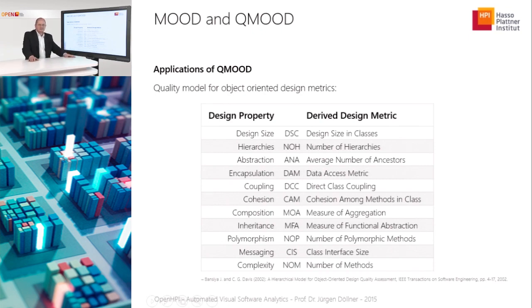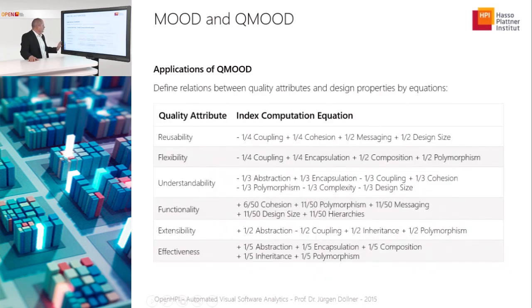Based on these particular derived design metrics, we can now go one step further to build really high-level metrics for quality, for general quality attributes of an object-oriented system. For example, reusability, flexibility, or the understandability of a system, the functionality, extensibility, or even the effectiveness.